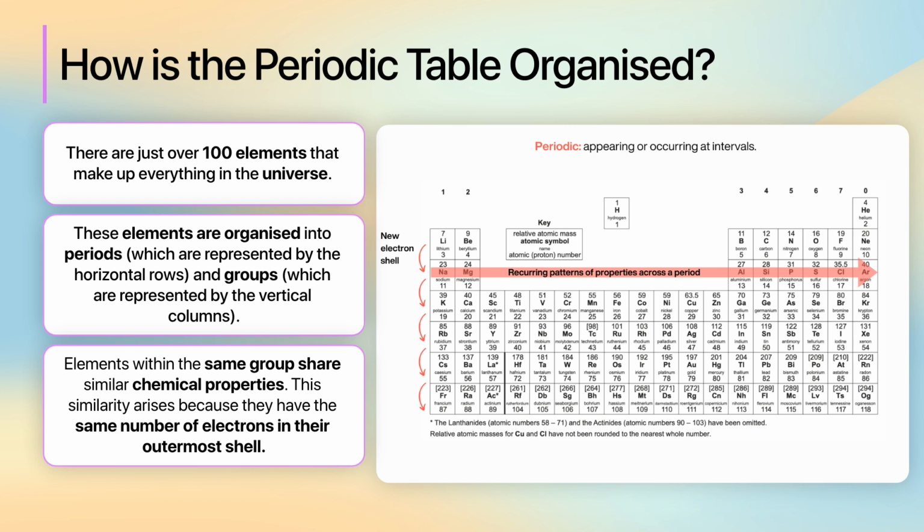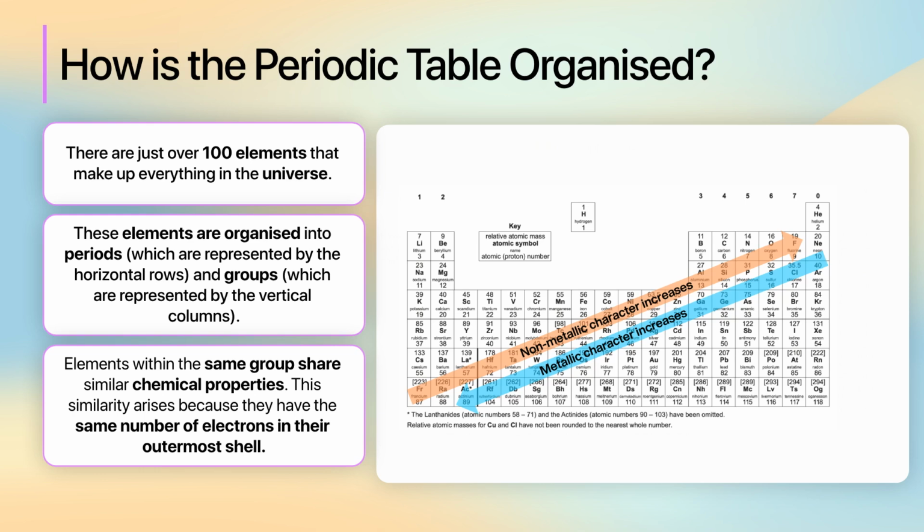The word periodic means appearing or occurring at intervals. In the context of the periodic table, it signifies the recurring pattern of properties exhibited by elements as one moves across a row or period. Each period signifies the addition of a new electron shell. As you move from left to right across a period, the properties of elements gradually change in a predictable way. For example, within a single period, you might notice a progression from metals to metalloids to nonmetals.